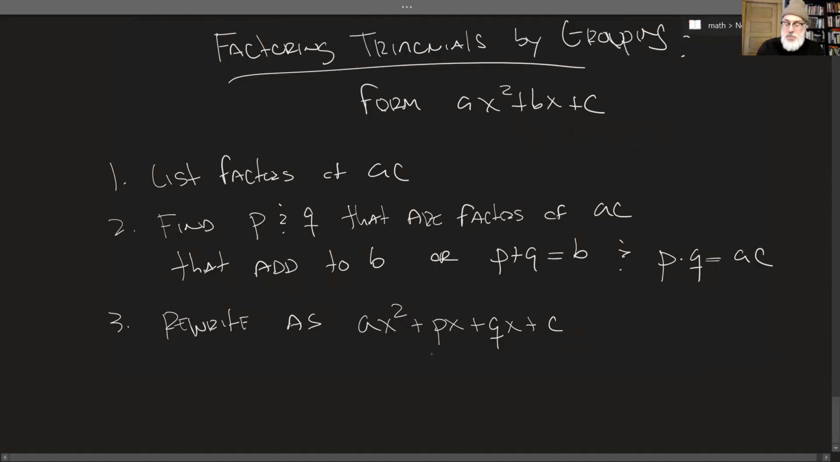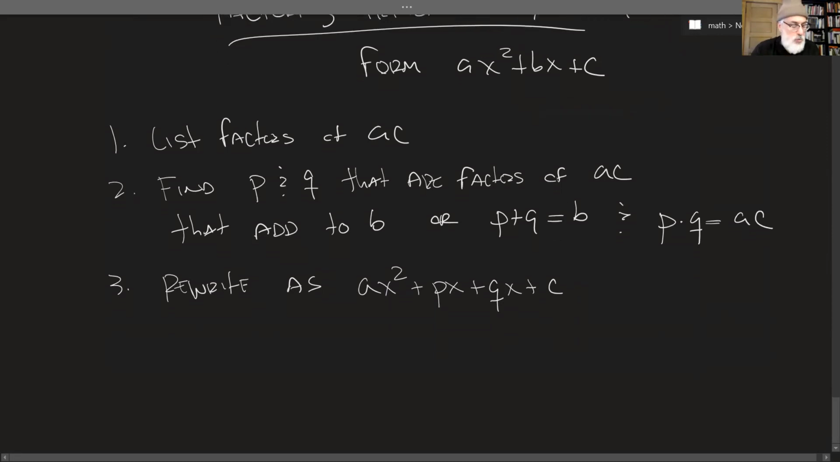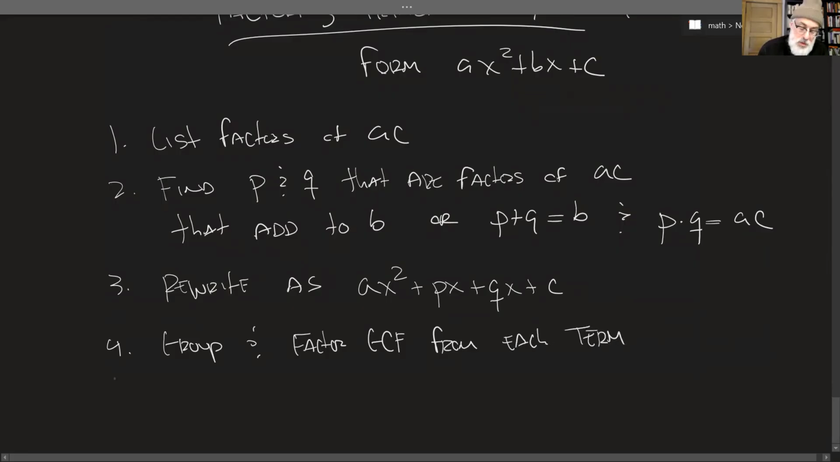So in other words, the p we found in the previous step, we're going to multiply the x to it and then put it in the middle of our expression. And then we group and factor the greatest common factor from each term. Five, we factor the greatest common factor of the expression itself. So once we've done the GCF of each term, then we do the GCF of the expression.